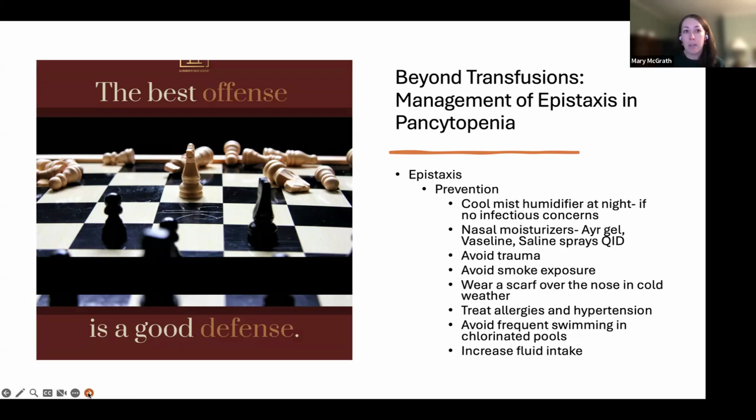Treating allergies and hypertension can also be helpful. One of the issues with a lot of the allergy medications is that they can also lead to drying out the nasal mucosa, so you can get caught in this vicious circle. And so if we are prescribing medications to treat allergies, really emphasize that patients also need to be keeping up with all the nasal moisturizers at the same time. And then in general, just maintaining adequate hydration is important also to keep your nasal mucosa happy.